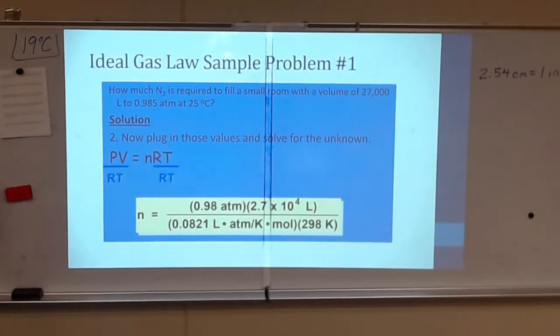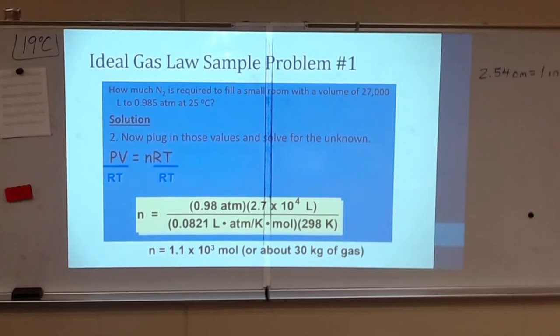Seems like a reasonable answer, right? 1.1 times 10 to the third moles. So what did we get? 1,087? Yeah, but then because it's significant figures. Yeah, that's cool.